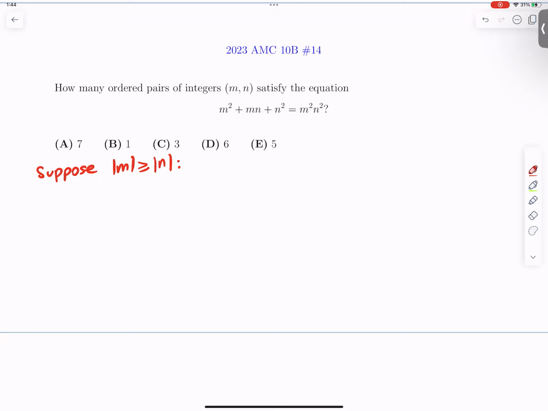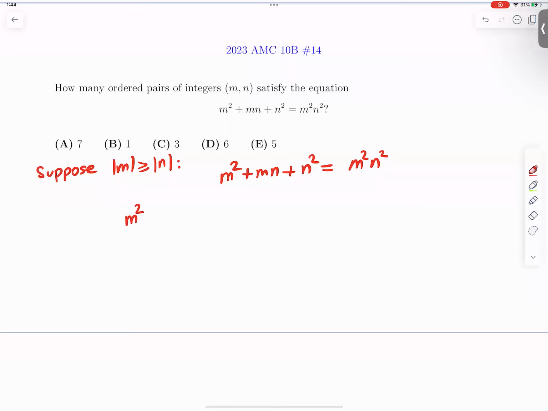Then, it looks like for bigger values of m and n, the right-hand side should be very big compared to the left-hand side. So we are going to use inequalities, and we are going to bound the left-hand side.